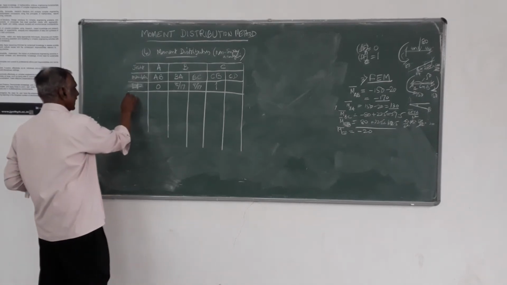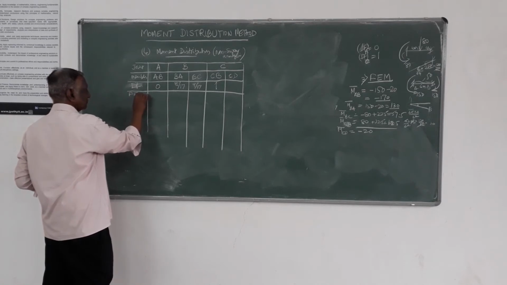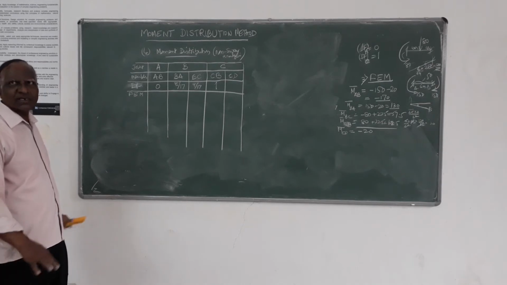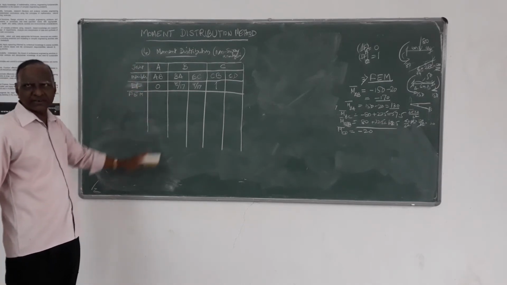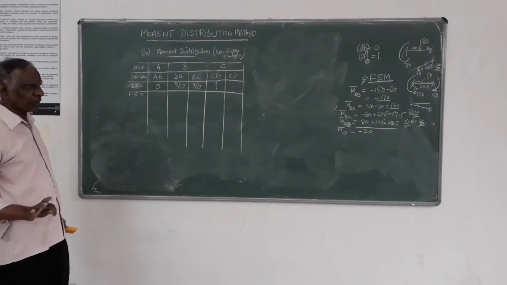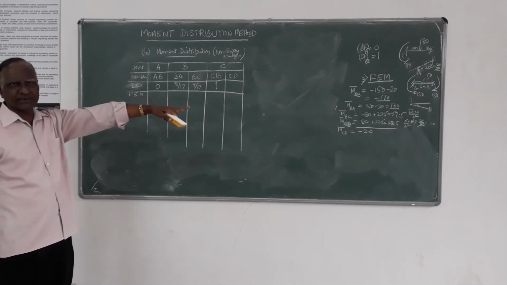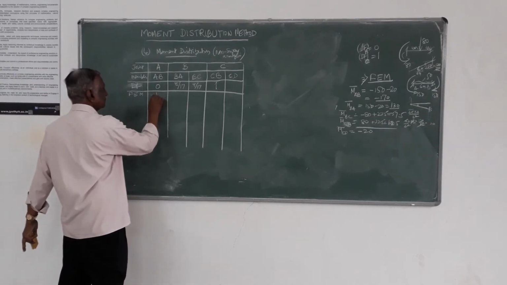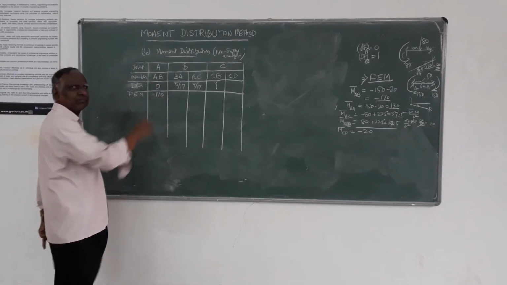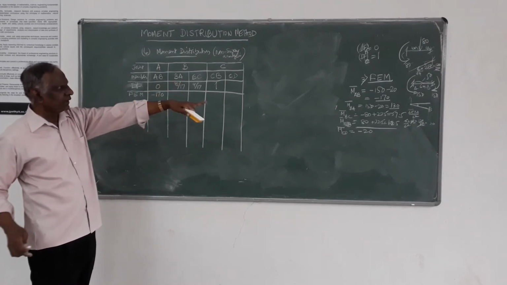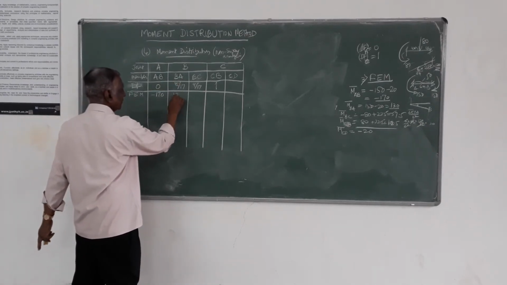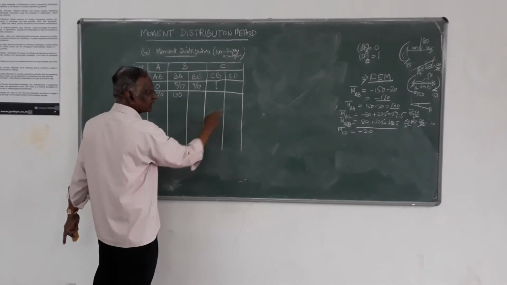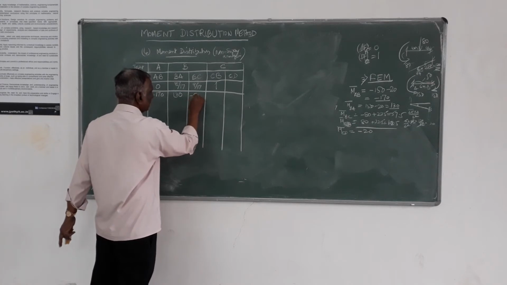Now, fixed end moment. I write it. From here onwards, the moment distribution starts. All these are basic things, whatever you have determined, no problem at all. Fixed end moment, I will write it. So MAB, it is minus 170 for AB. And BA, it is 130. I'll write it. BC, I'll write it is minus 57.5.